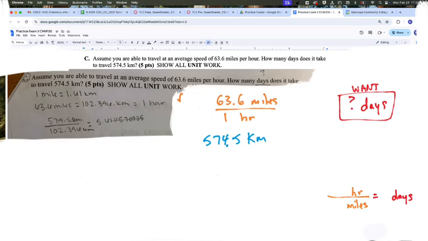Where does the 63.6 belong? With the miles. Where do miles happen to be written? In the denominator. What needs to go with the hours? 1. Okay?